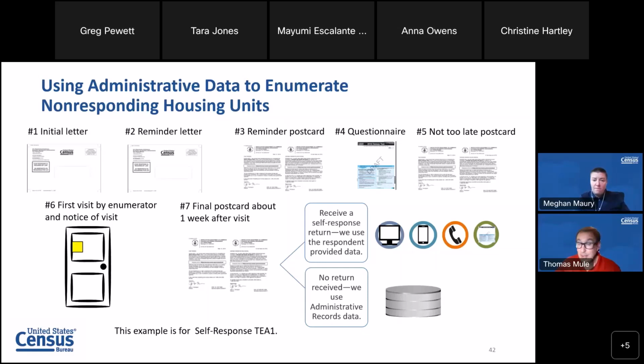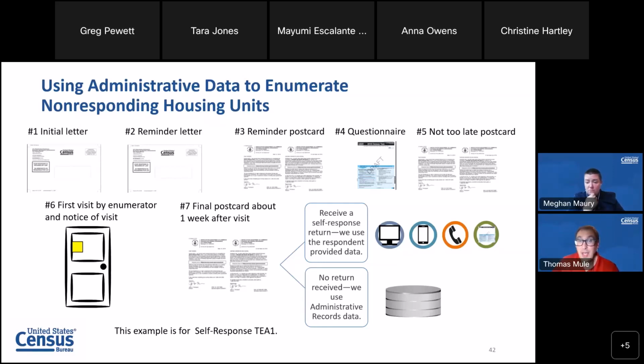Another usage is that people may have self-responded or responded to one of our enumerators during the census, but they may not have provided an answer or left a question blank. This is another instance where we're able to use administrative records data to help fill in those blanks. For this discussion, I'm going to expand administrative records data to also include past census data, but also responses that we may have received from the American Community Survey.